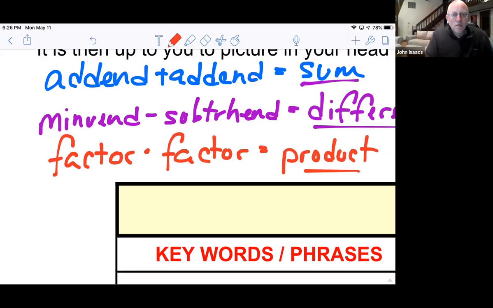All right, so factors of 18, right? We use that word all the time, factors of 18. For example, 2 of them might be 2 and 9. So 2 and 9 are factors, and 18 is the product.